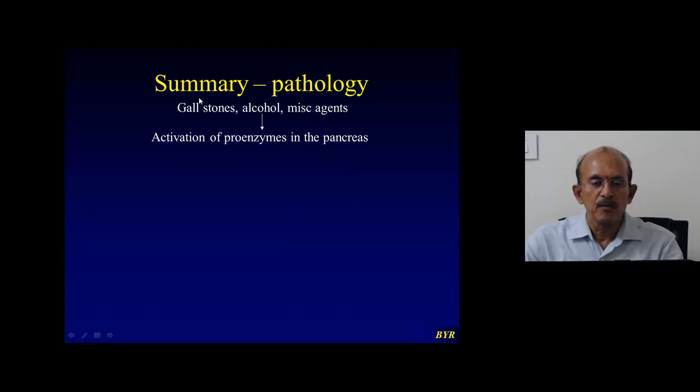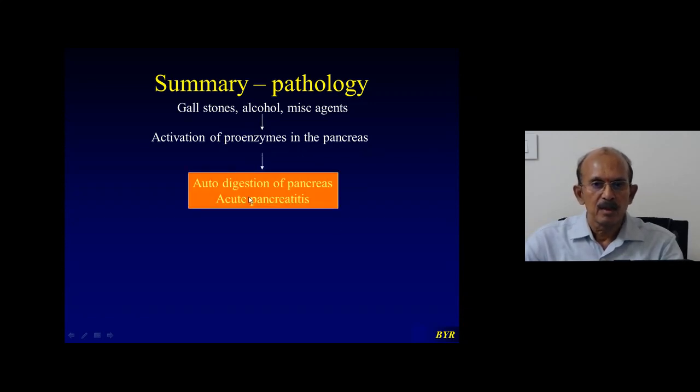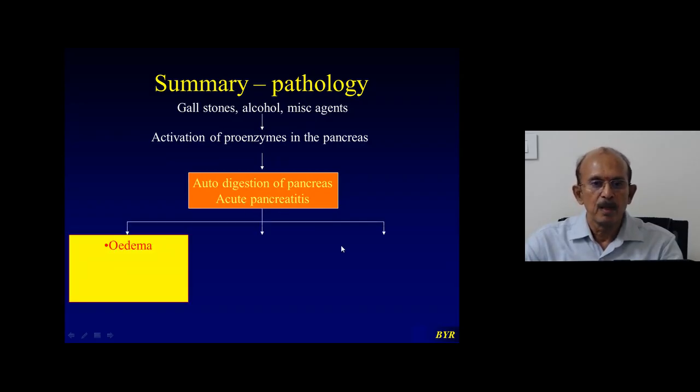Summary of the pathology: the gallstones, alcohol, other miscellaneous agents, they activate proenzymes in the pancreas. This leads to autodigestion of the pancreas, that is acute pancreatitis. These are the phases in which the acute pancreatitis goes: edema, hemorrhage, necrosis, infected necrosis, leading to abscess. So these are the 4 stages.